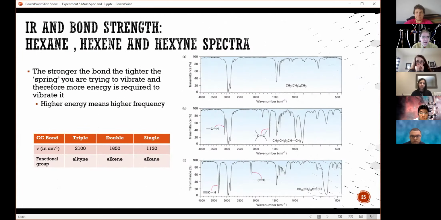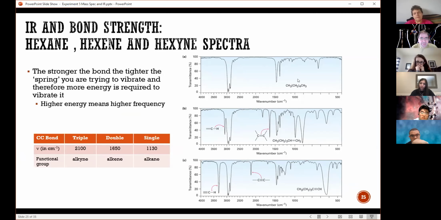That's just reality. All right, so just to show you some examples of other things I've said, bond strength should affect the frequency, because the stronger the bond, the tighter the spring you're trying to vibrate, so the more energy required to vibrate it. So a single bond will be easier to vibrate than a double bond, which is easier than a triple bond. So you can see here, this peak right here is our carbon-carbon double bond. And this peak right here is the carbon-carbon triple bond.